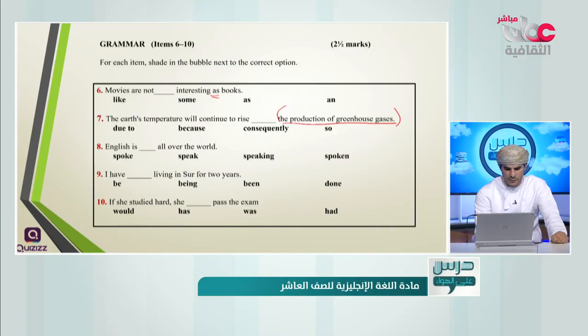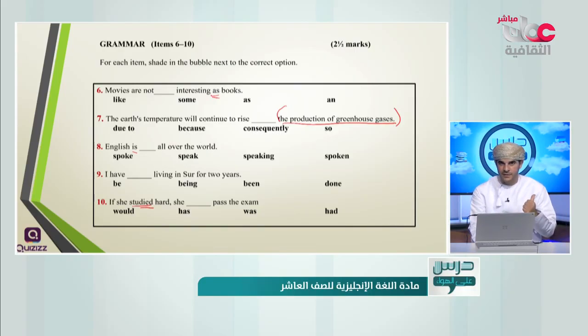English is what all over the world. After is, third or verb with ing. Be careful here. If you say English is speaking, that means English is speaking now, not somebody. The English, can the language speak? So, number 9, I have what? After have, always use the past participle of the verb. Third one, past participle of the verb. I have living in Sur for 2 years. 10, if she studied hard, she, here.